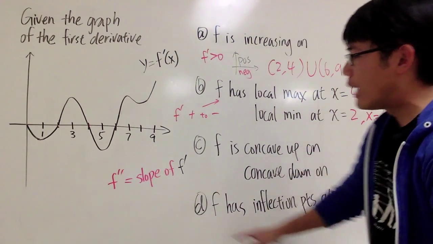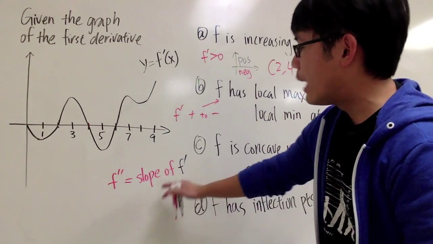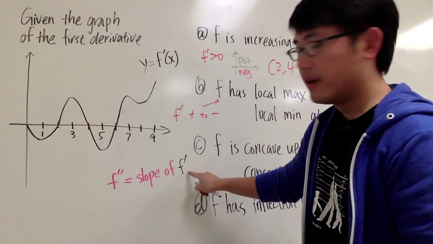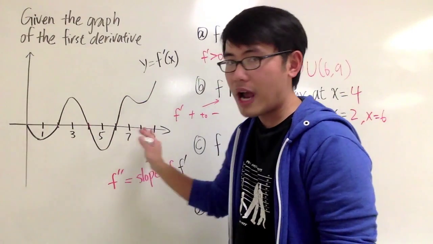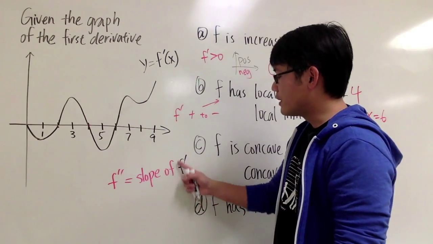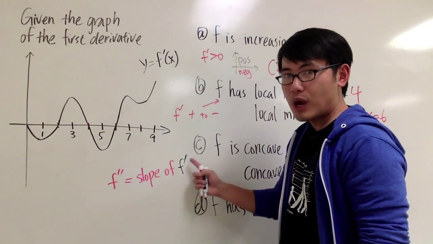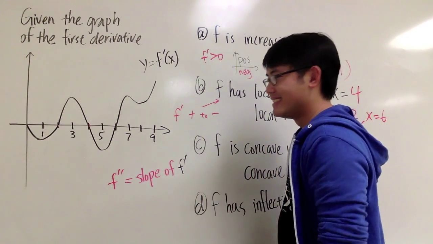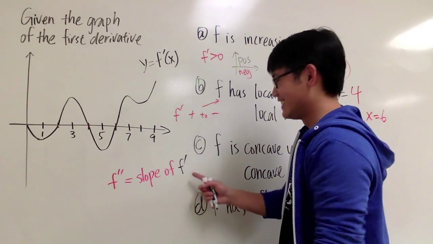Concave up means I want the second derivative to be positive. So in another word, I want the slope of the first derivative to be positive. Meaning, I want to look at the graph and determine where it is going upwards. The first derivative graph has to be going up.